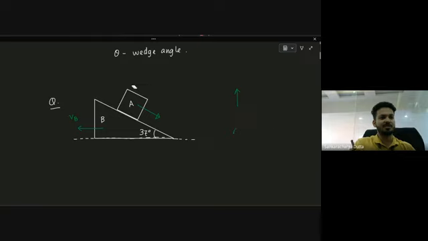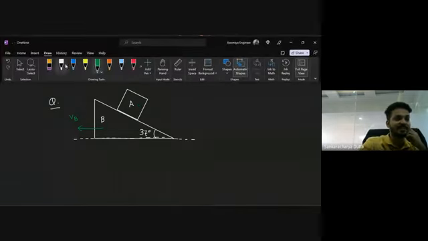Yes, sir. So here also something like that is happening. Wedge A has a velocity in this direction with respect to the wedge, but the wedge also is moving to the left, right? So it will be an addition of both, and the end result for that is this.